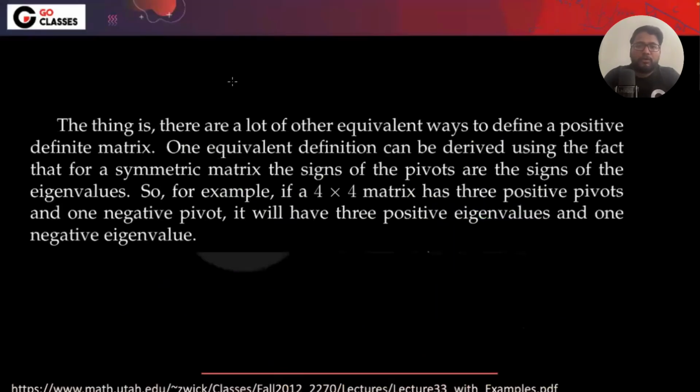Now let's read this paragraph and see what they're saying. There are a lot of other equivalent ways to define positive definite matrices. One equivalent definition can be derived using the fact that for symmetric matrices, the signs of the pivots are the signs of the eigenvalues. For example, if a 4 cross 4 matrix has 3 positive pivots and 1 negative pivot, it will have three positive eigenvalues and one negative eigenvalue.